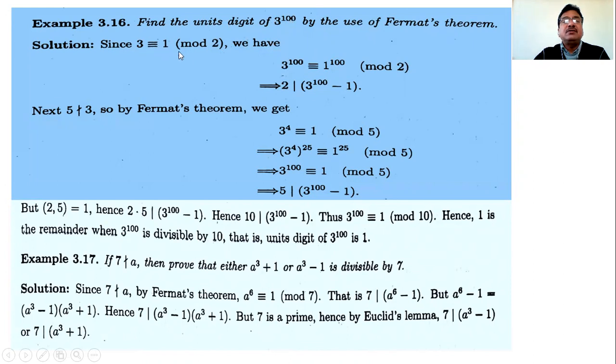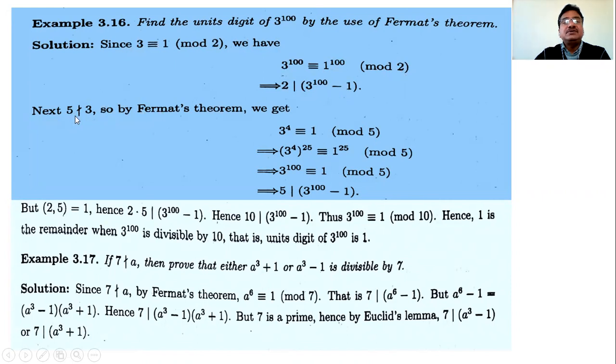So 3 is congruent to 1 modulo 2. We start with this because 2 divides 3 minus 1. Then taking the 100th power, we have that 2 divides 3 raised to 100 minus 1.